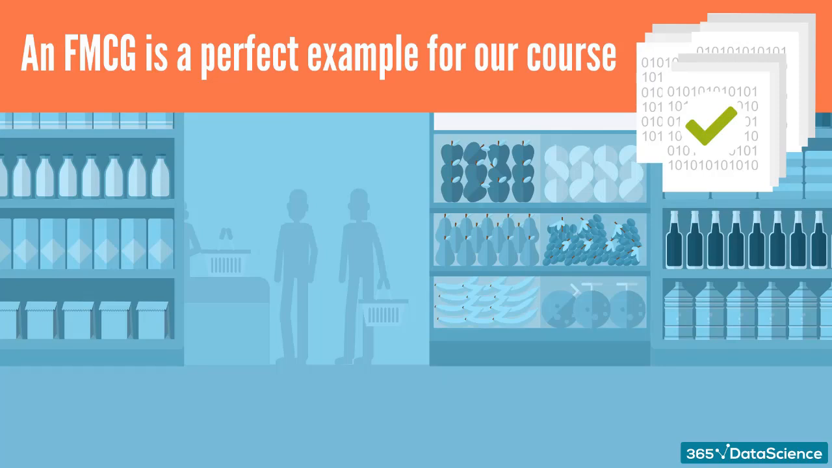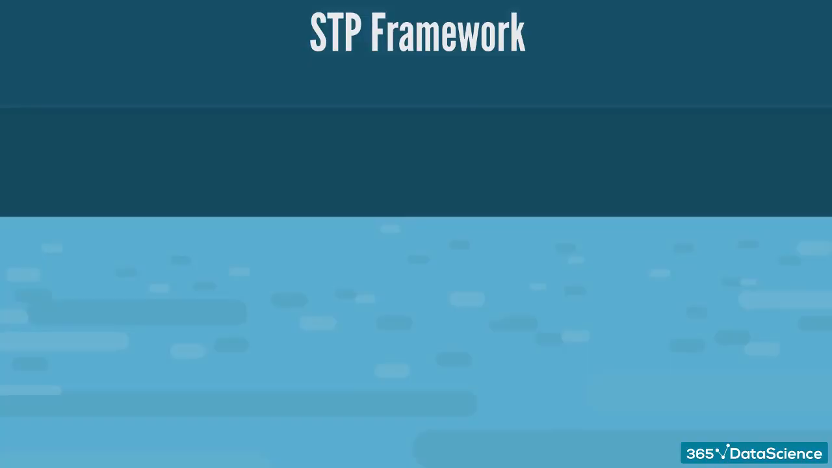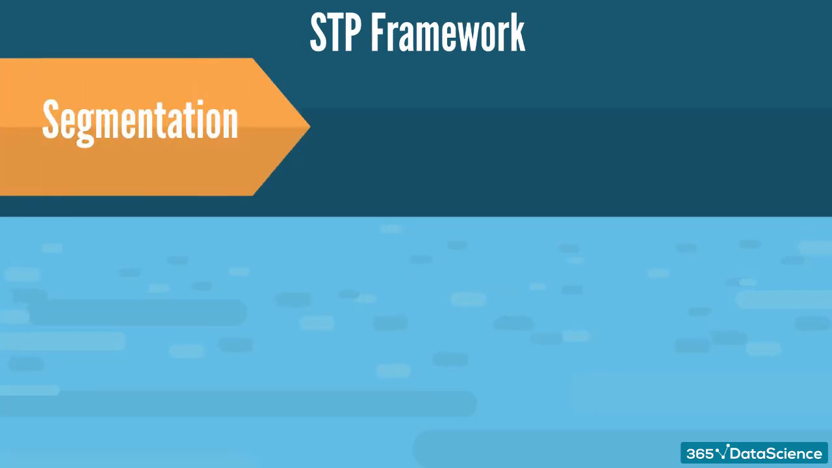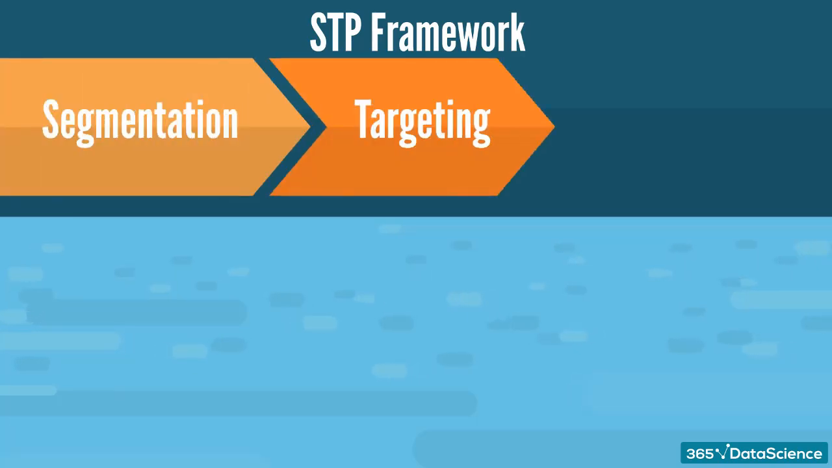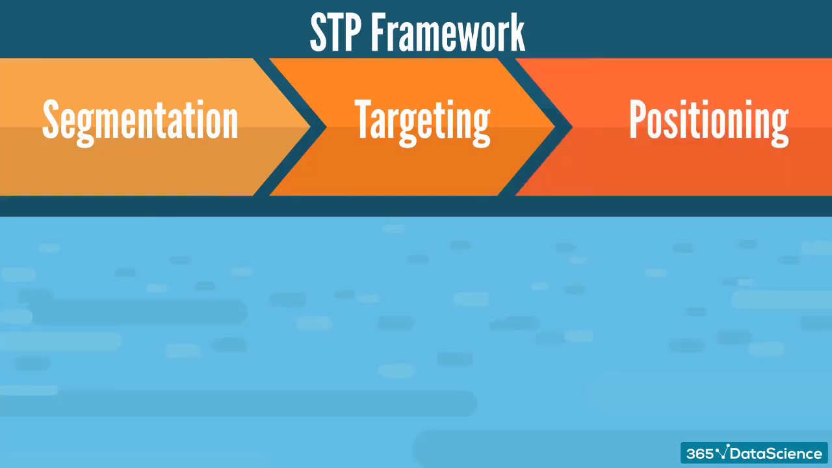Great! Now that we've clarified that, let's take a closer look at the STP framework. It lays out the classical process of exploring potential customers and understanding them. The STP framework consists of 3 consecutive steps: S for segmentation, T for targeting, and P for positioning.